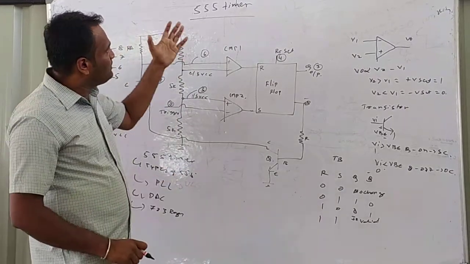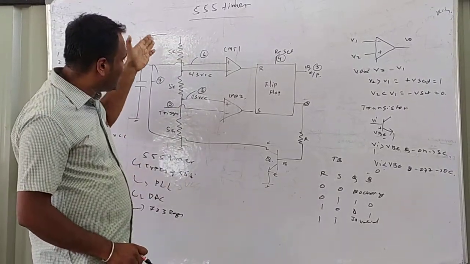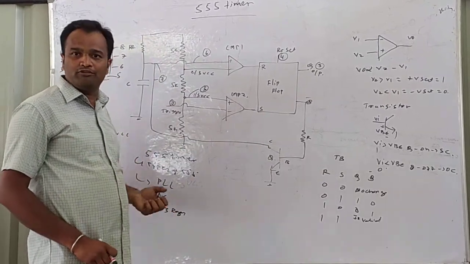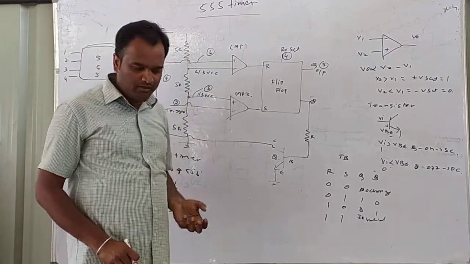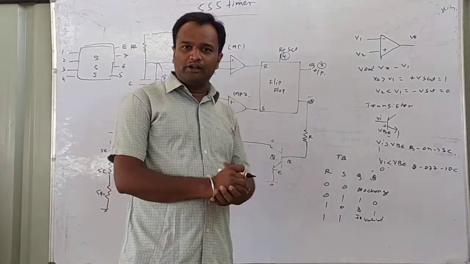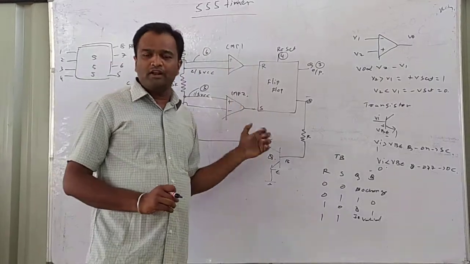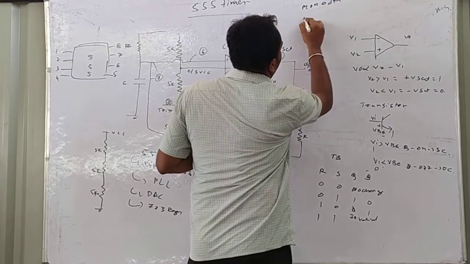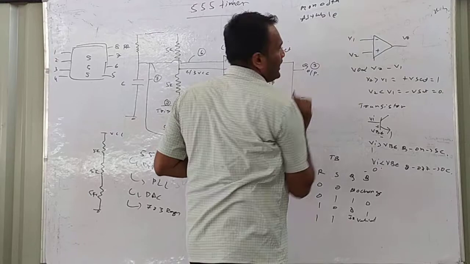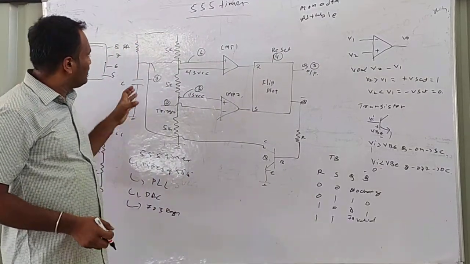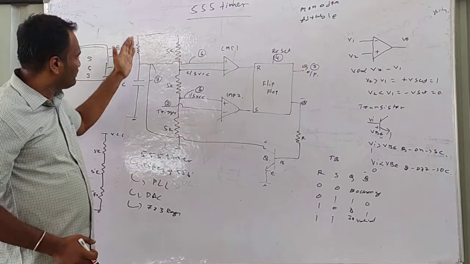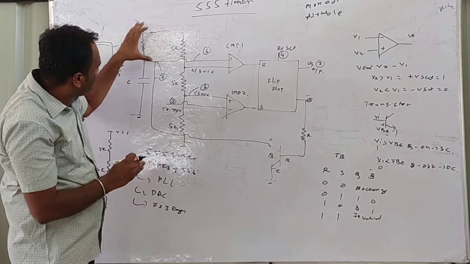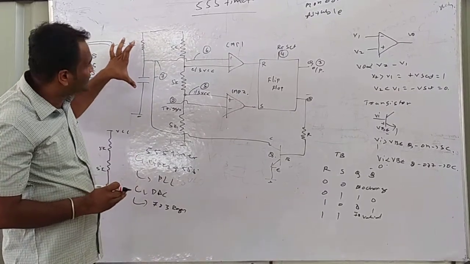Now this 555 timer is divided into 4 different stages. This is the first stage. You take any type of multivibrator. Basically there are 3 different types of multivibrators: astable, monostable and bistable. In the syllabus we have monostable and astable. So here it contains 4 different stages. The first one is the charging and discharging circuit. Right now for the internal block diagram, this is not required. This indicates the charging and discharging circuit.